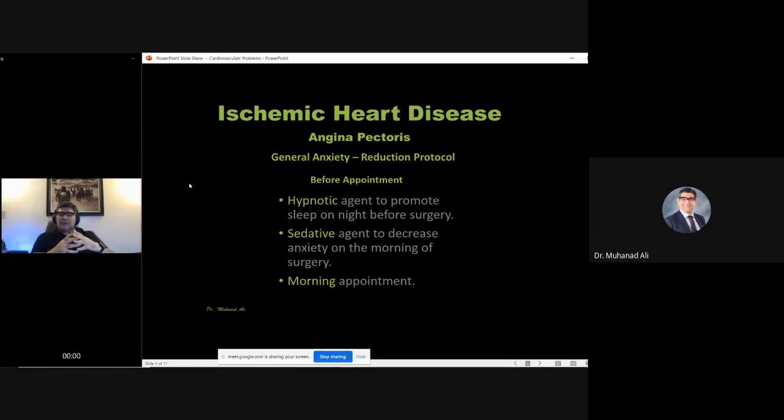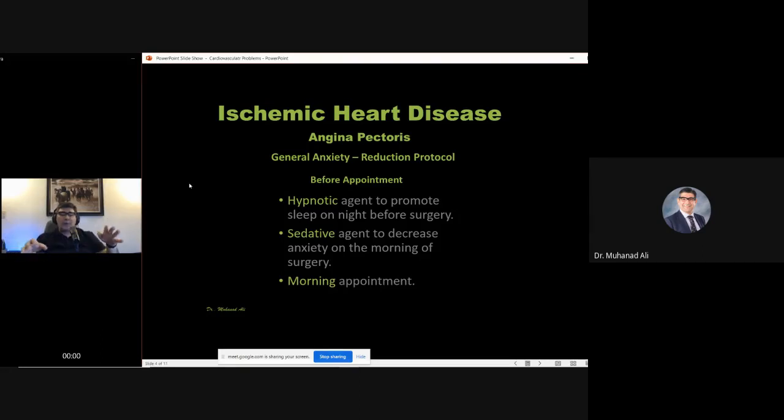Angina pectoris in general. When you get a patient with angina pectoris, you have to follow a protocol of treatment. Most of these patients you have to prepare before surgery, intraoperatively, meaning during the surgery, and after surgery. So most of the patients are controlled before, during, and after the surgery.